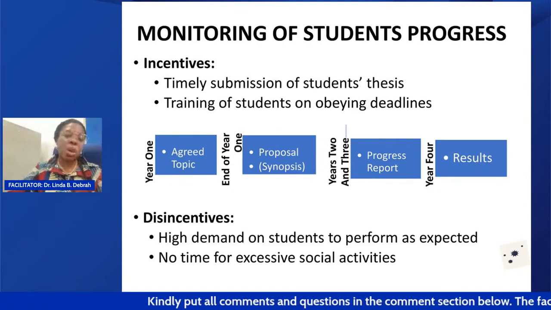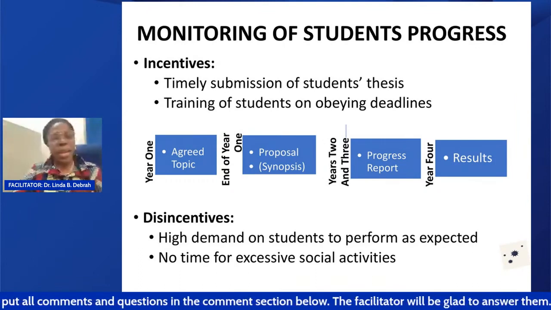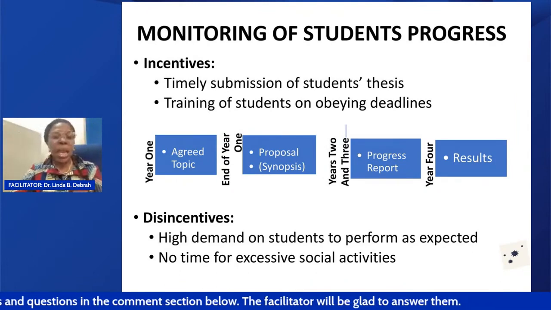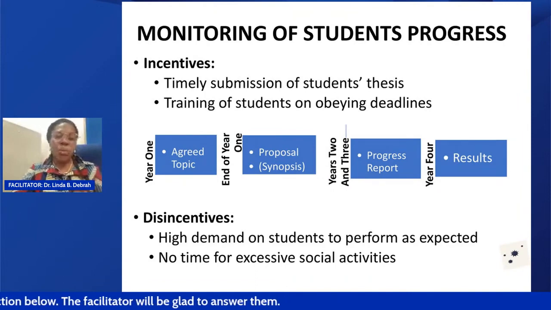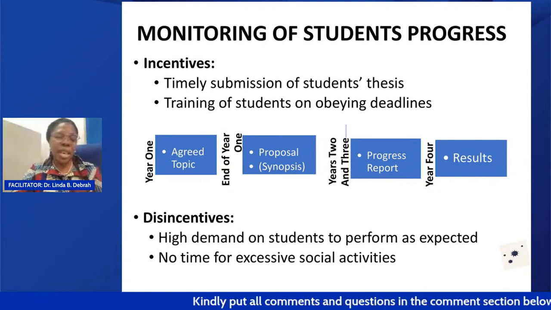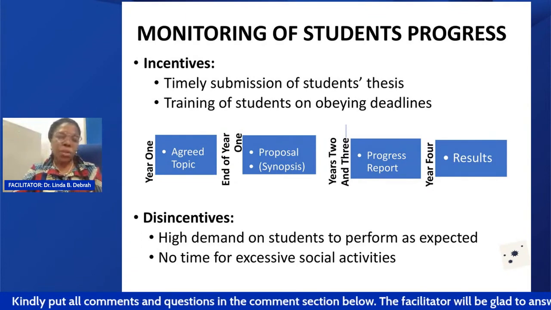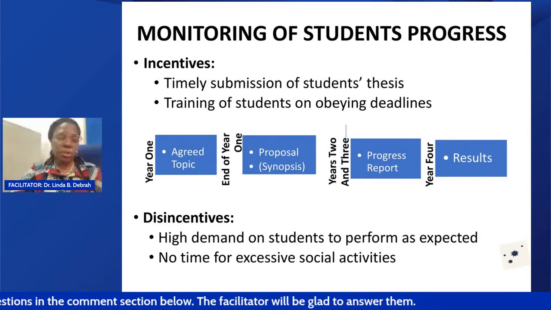By the end of year one, you are expected to have your topic and your synopsis should be ready. And then in years 2 and 3, you provide a progress report annually. We expect you to be done by year 3, but in the worst case, in the 4th year, you should not go above it. So this is a monitoring system for G-WAC students, and we think it is helpful indeed.